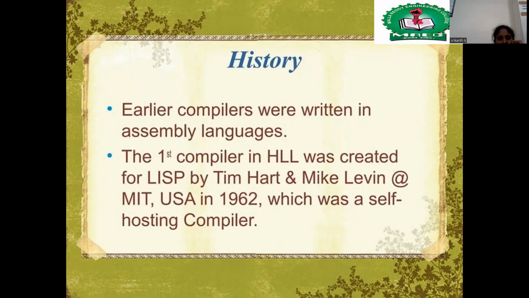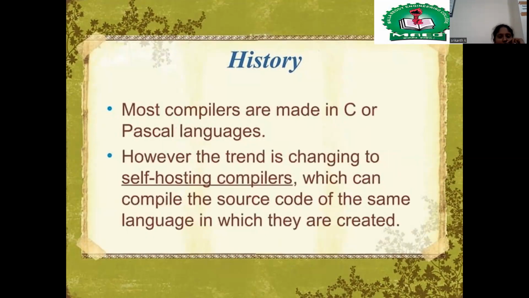Earlier, compilers were written in assembly languages. The first compiler in a high level language was created for LISP by Tim Hart and Mike Levin at MIT in the USA in 1962, which was a self-hosting compiler. Most of the compilers are made in C or Pascal languages. However, the trend is changing to self-hosting compilers, which can compile the source code of the same language in which they are created.